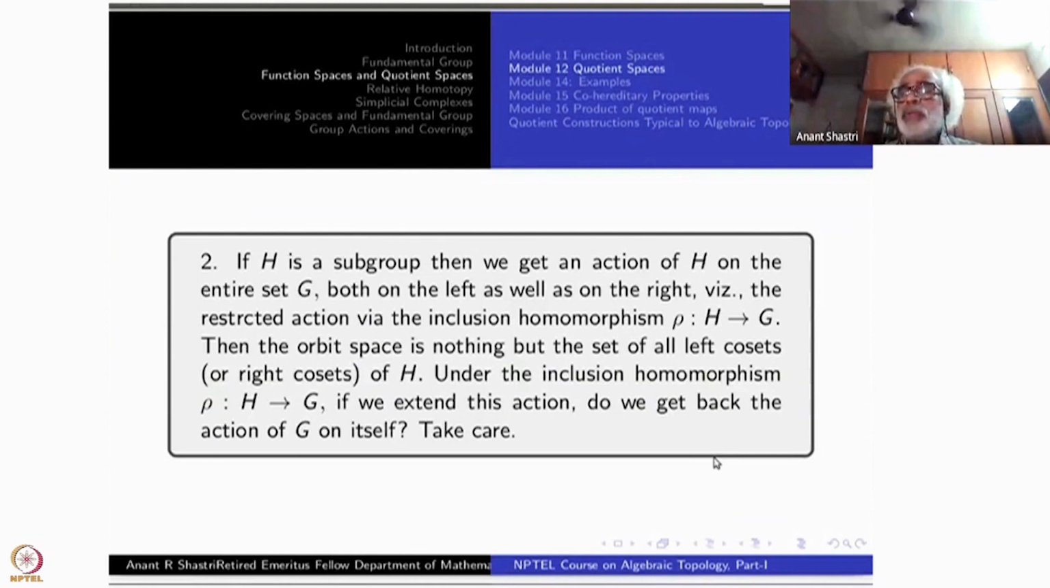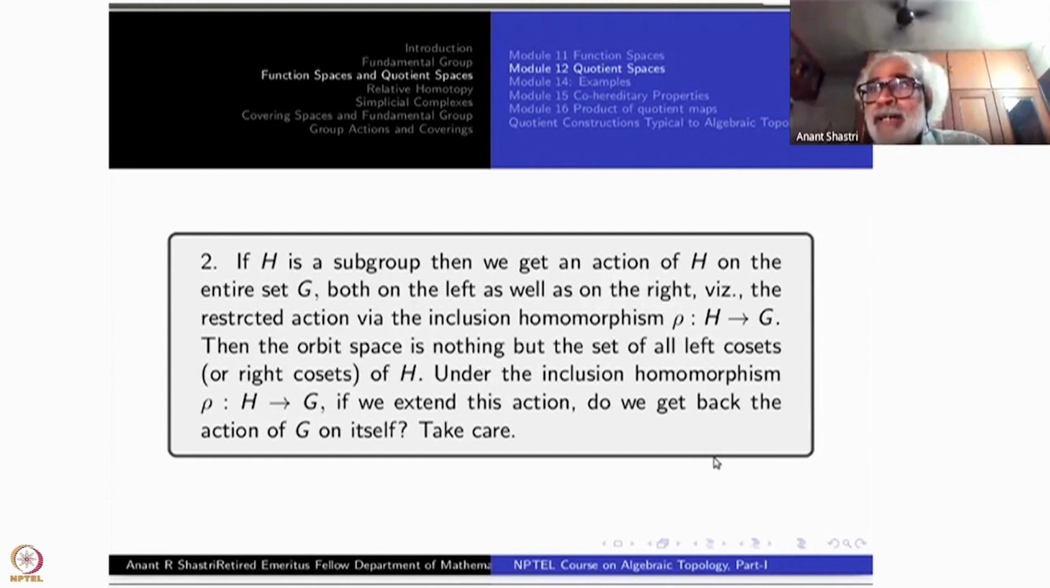If H is a subgroup, then we can take the so-called restricted action of H. So H will act on the entire G, say on the left or on the right, whichever way you want. This is called the restricted action through the homomorphism rho from H to G of the action, example 1. The orbit spaces here are nothing but the left cosets or the right cosets, according to which action you have taken. So this is what you study in group theory, right? In the beginning, under the inclusion homomorphism rho from H to G.